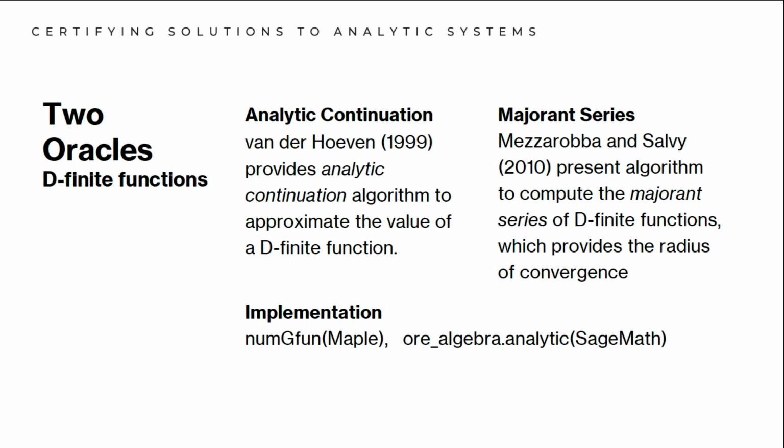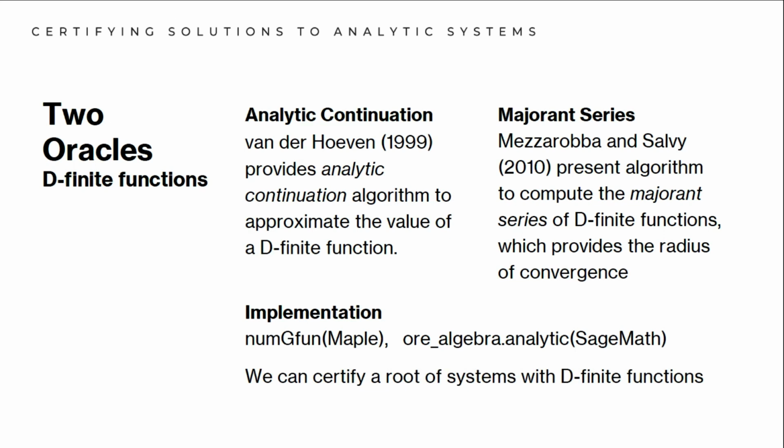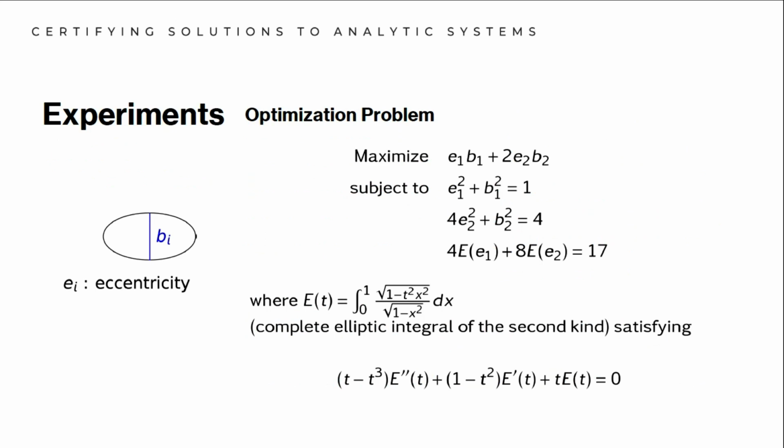Okay, now it is time to do some experiments. The point is that now we can certify the roots of the system when we have D-finite functions as ingredients. I will show you some experiments. The first one: in order to do some examples, we just consider an optimization problem. To make it, we consider two different ellipses in here. Let me introduce the variables: e_i is the eccentricity of the ellipse, and b_i is the length of the minor axis of the ellipse.